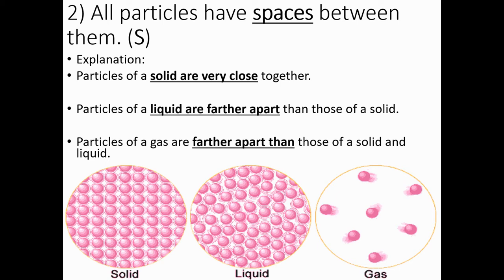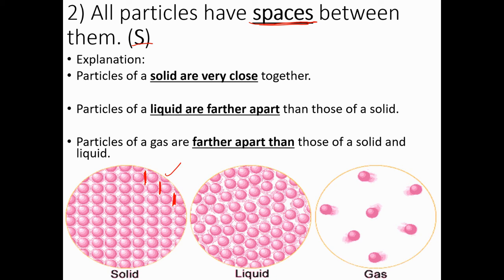The other part of the particle theory of matter is that all particles have spaces between them, S for spaces. And the amount of space between the different types of matter varies. So for example, if you're looking at a solid piece of matter, the particles are very, very close together. It looks like there's no space, but there is. They're just very close together.